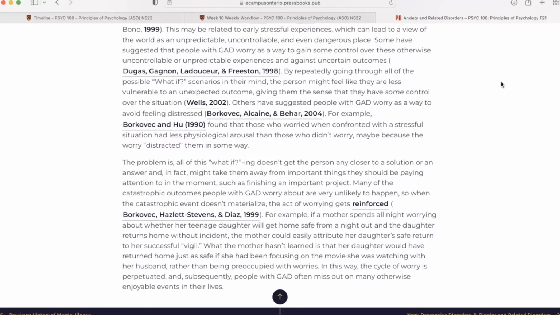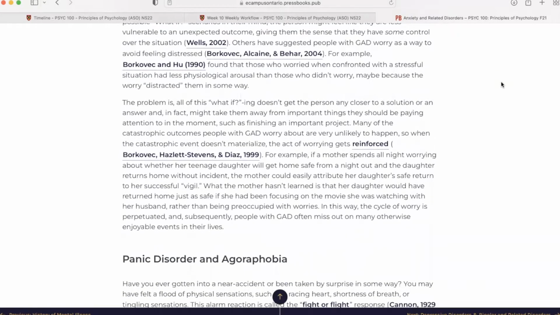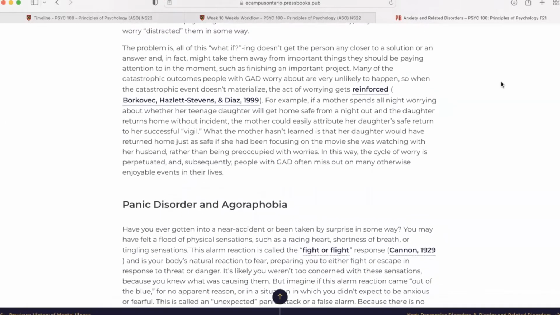The problem is all of this what if-ing doesn't get the person any closer to a solution or an answer, and in fact might take them away from important things they should be paying attention to in the moment, such as finishing an important project. Many of the catastrophic outcomes people with GAD worry about are very unlikely to happen. So when the catastrophic event doesn't materialize, the act of worrying gets reinforced.